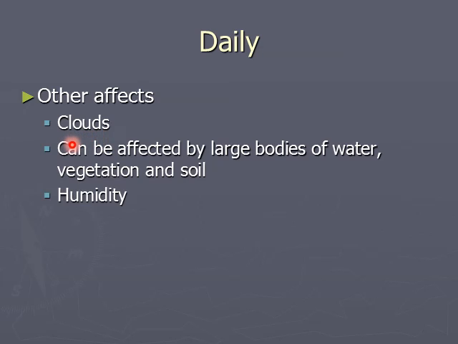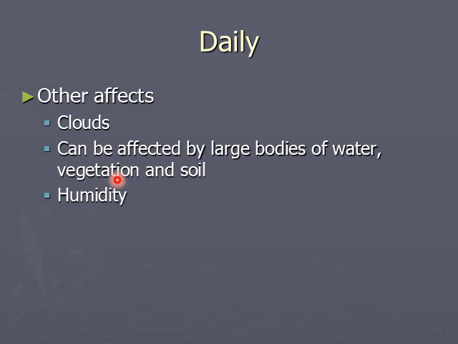It also can be affected by large bodies of water, vegetation, and soil. And it can be affected by humidity. It's affected by large bodies of water because of the specific heat of water. The specific heat of water is high compared to that of land, so it takes more energy to get the same temperature change for water than it does for land. And then vegetation can affect it, and soil exposure can affect the daily temperature.